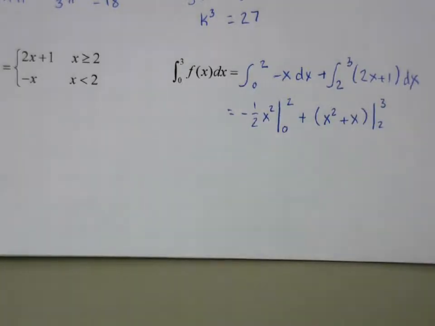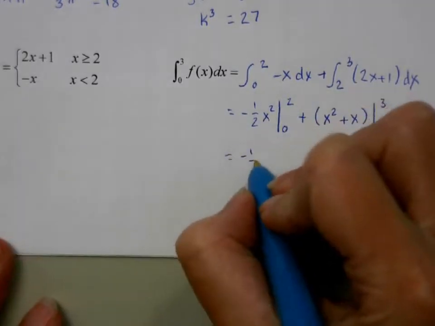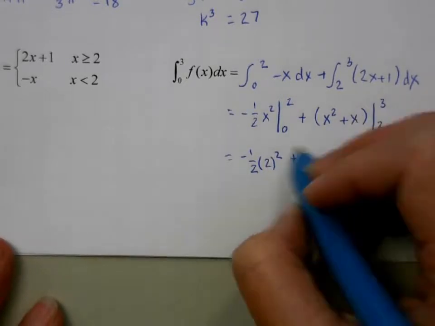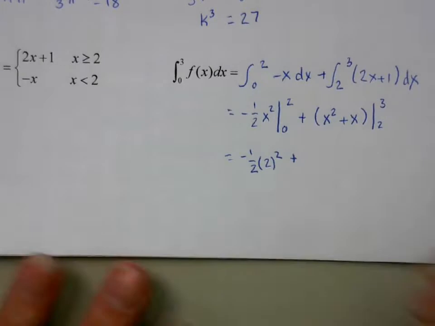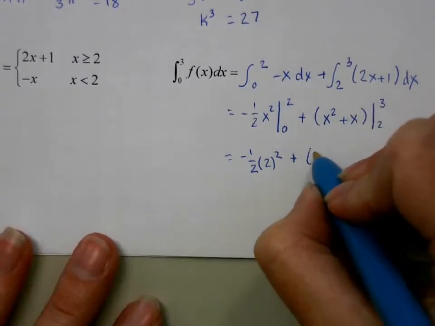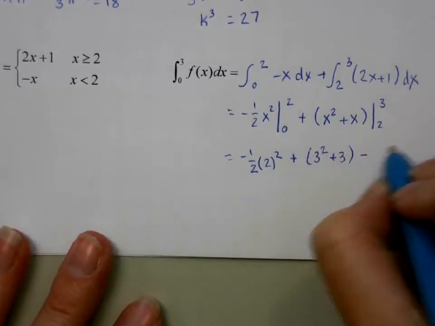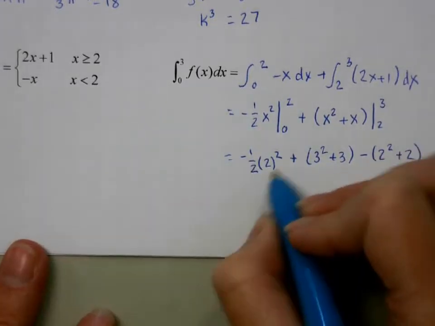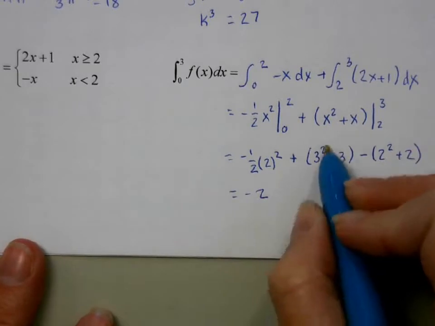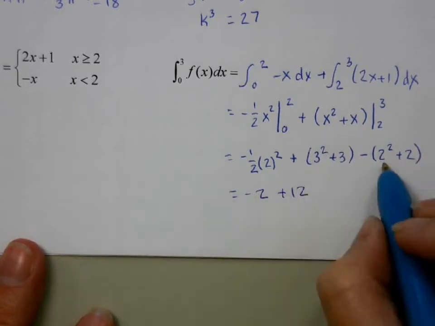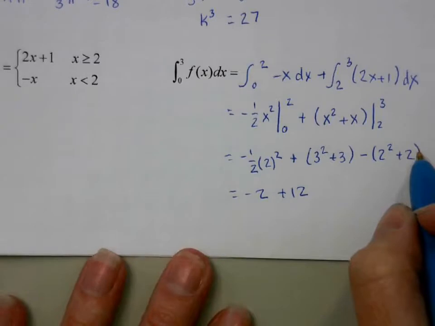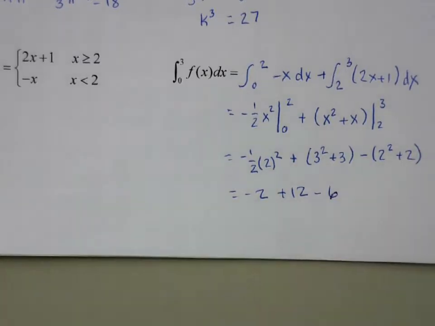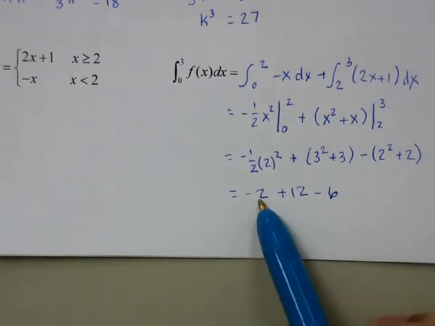So this will be -1/2 times 2 squared plus, well, minus 0. Then 3 squared plus 3 minus 2 squared plus 2. So -1/2 times 4 is a -2. 9 plus 3 is 12. 4 plus 2 is 6. So we get -8 plus 12 is 4.